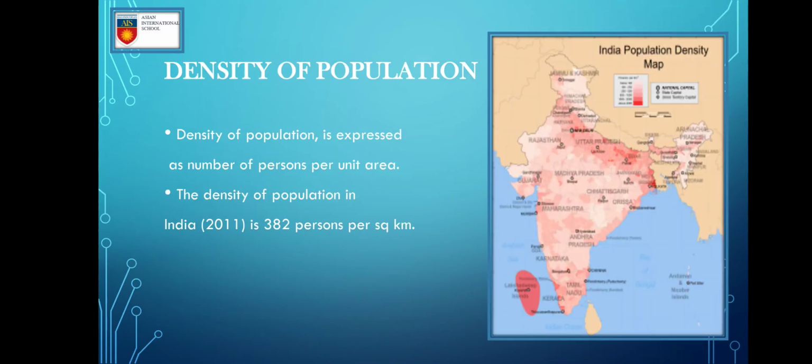Density of population. Density of population is expressed as number of persons per unit area. In the figure given in the slide, you can see the density of population of our country, which is shown in the map of India. The density of population in India according to the 2011 count is 382 persons per square kilometer.